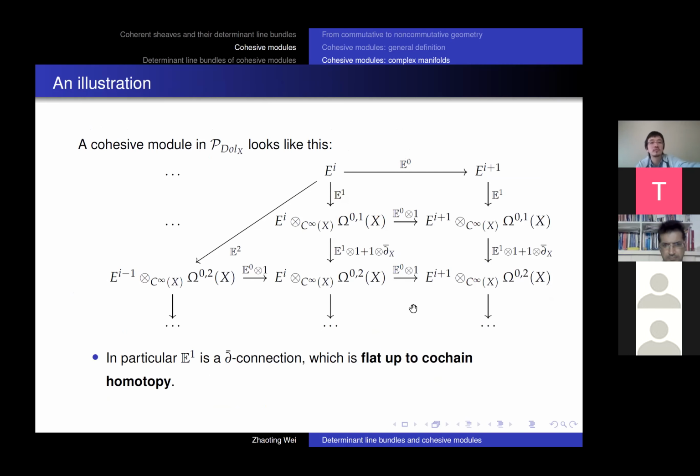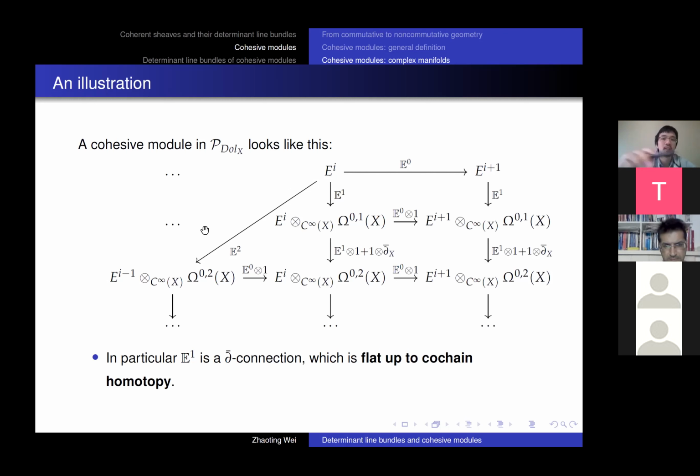So what is a cohesive module in our complex geometry? That is very similar to a complex of holomorphic vector bundles. The similarity is we have a complex of projective modules or C infinity vector bundles. And we have this horizontal differential corresponding to the differential of the cochain complexes, and the vertical differential corresponding to the d-bar operator. And there are differences. First, we have these higher terms of the differential, like E2, and actually we may have E3 and so on.